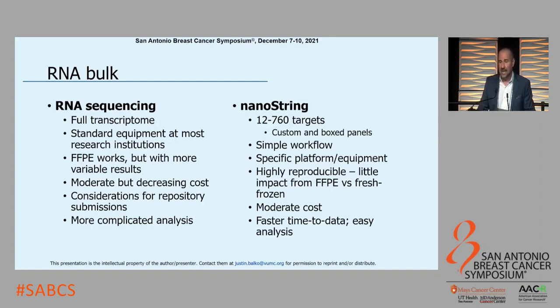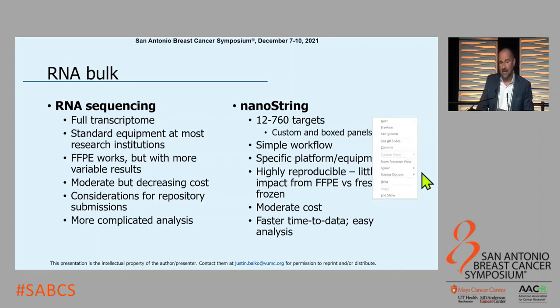So typically, there's a number of different technologies here. I think the two most applicable are RNA sequencing and nanostring. And I've listed some of the pros and cons here. I'm not going to read everything. The biggest deal to me is the speed, the time to analysis, and the ease of analysis with nanostring. Their typical nCounter analysis.